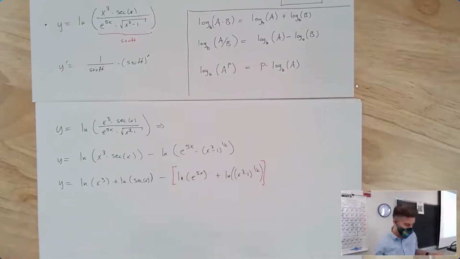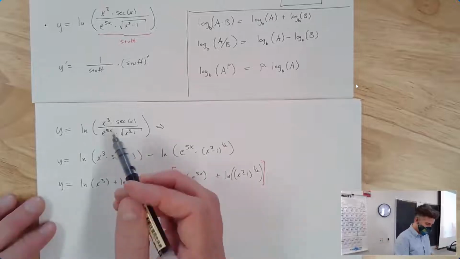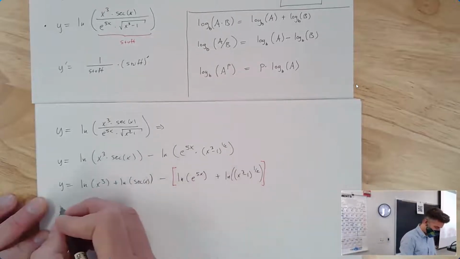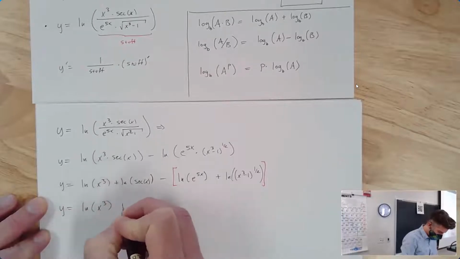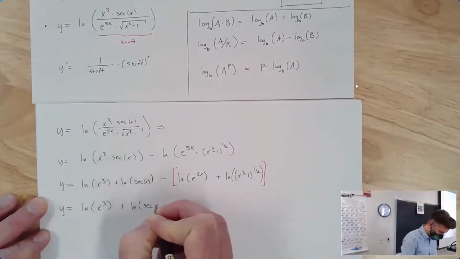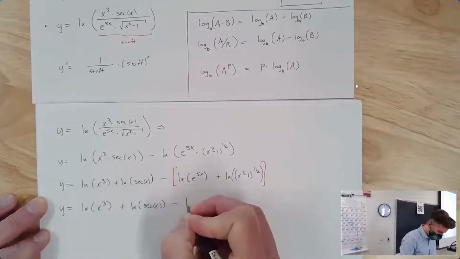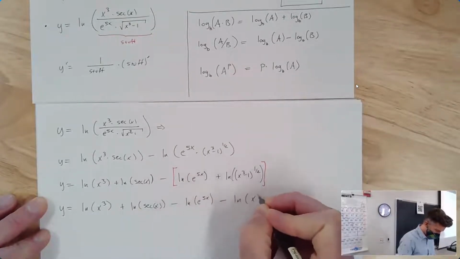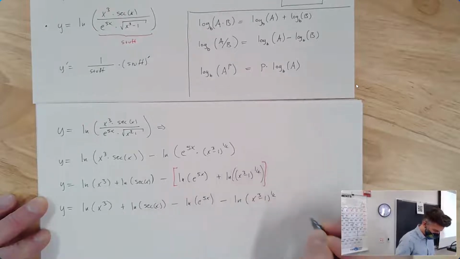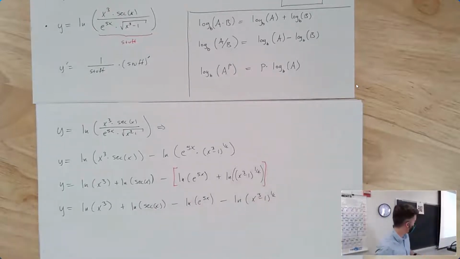So here's what I usually say. You can jump. In fact, I'm going to rewrite this even though I would normally not write this stuff. I'm going to write it like this. Natural log of x cubed plus the natural log of secant of x minus the natural log of e to the 5x minus the natural log of x cubed minus 1 to the 1/2 power. Here's what I want you to see.